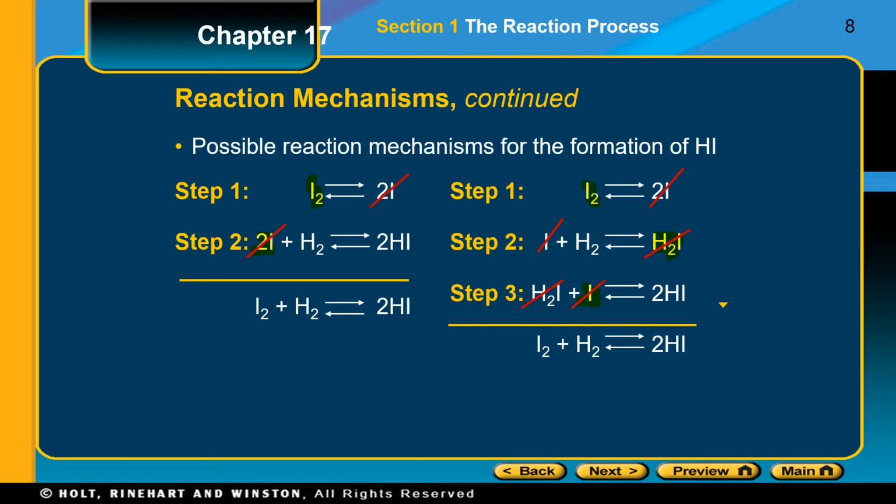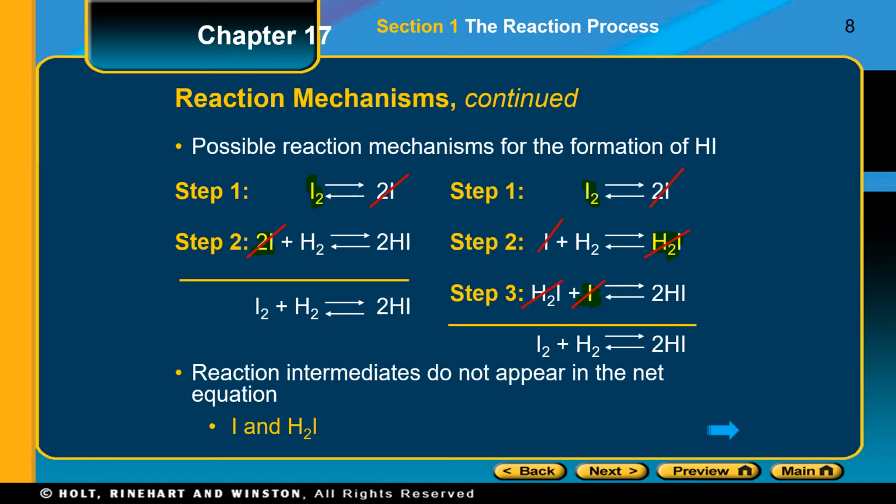And then we can also cross out the H2I on both sides. And what we have left is the I2 plus H2 equal to, or forms, 2HI. So this reaction has two intermediates that don't appear in our net equation. The bottom equation that we have right here, this one right here, and this one right here are called net equations. We've had that before. And the I and the H2I don't appear in them. So we call those reaction intermediates.